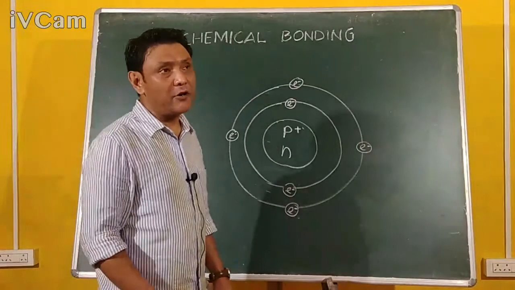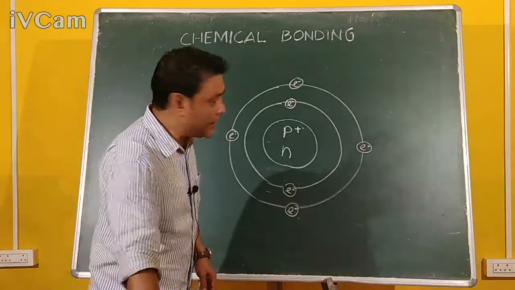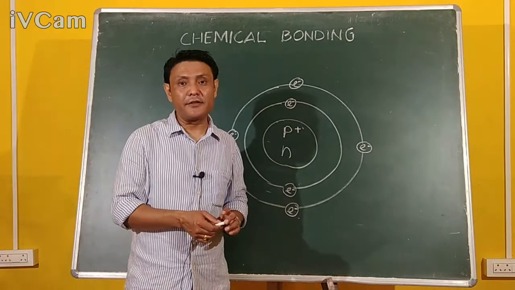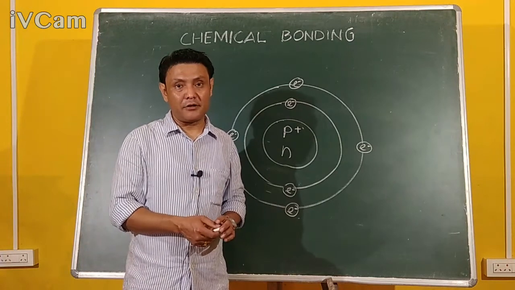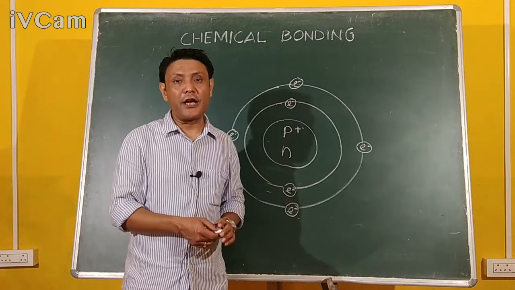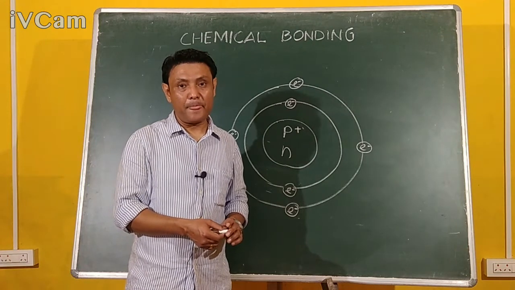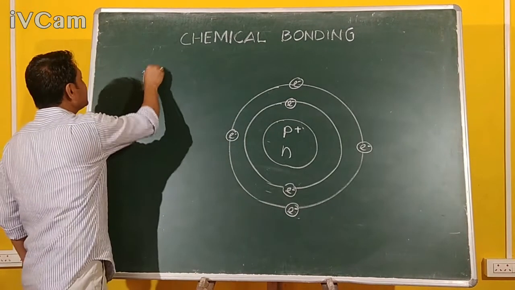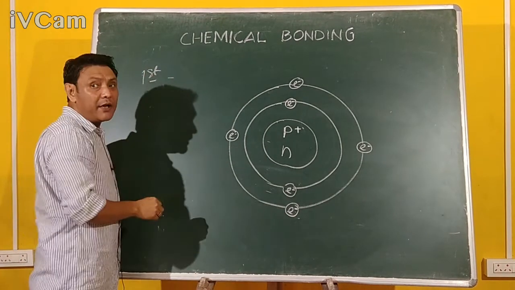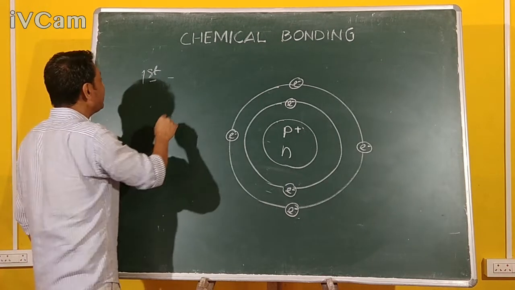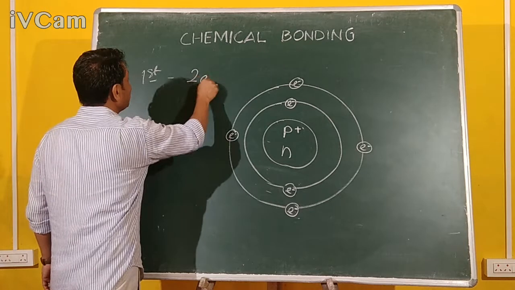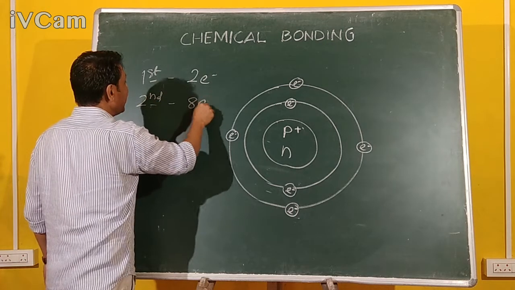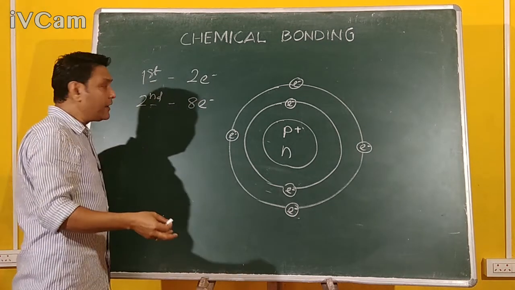Now, when we talk about the electronic configuration, let us start. An electronic configuration is the distribution of electrons in the various shells in an atom. It is the distribution of electrons. In the first shell, the maximum number of electrons we can have is 2 electrons. In the second shell, the maximum we can have is 8, and the remaining in the third.